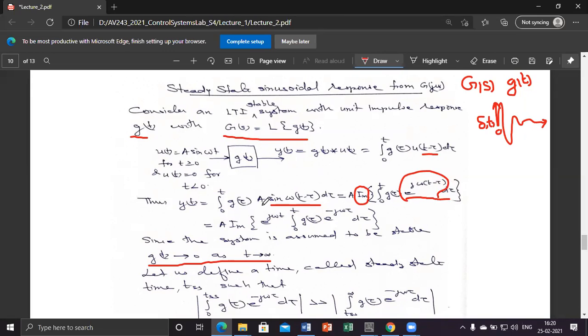All other things are real, g(tau) is real, A is real. So g(tau) can be taken inside, and I can take the imaginary part as common, because real into imaginary is always imaginary. It will not affect this imaginary operation. Now, the independent variable of integration is tau. So whatever is t is independent of tau, and hence that e raised to j omega t can be taken outside, and this is equivalently represented like that.